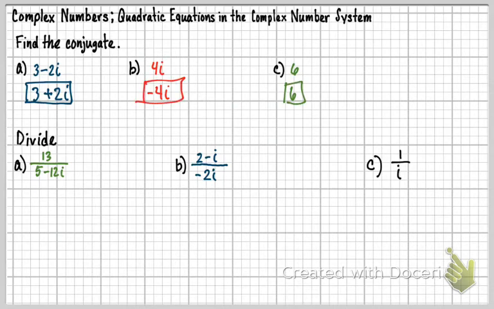We need this idea for the next part. When we think of divide, which is here, we don't really divide when we deal with complex numbers. We actually just find the conjugate of the denominator.